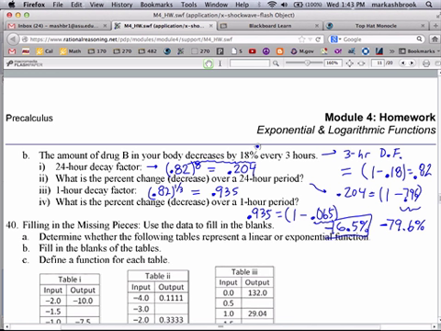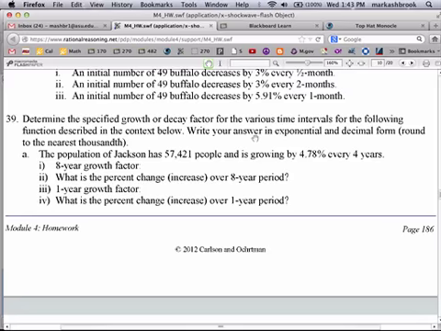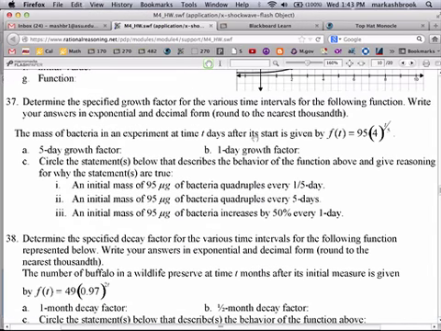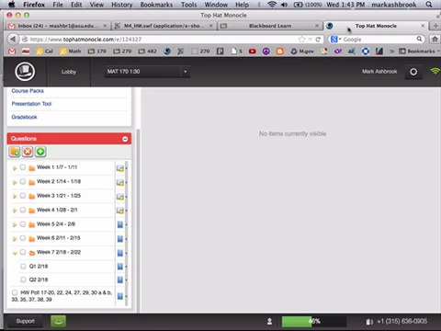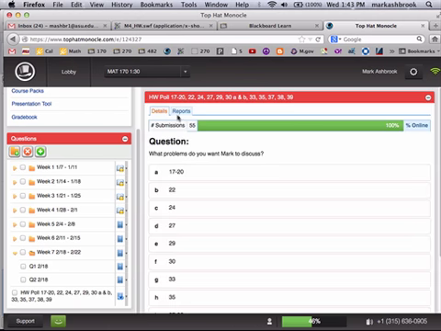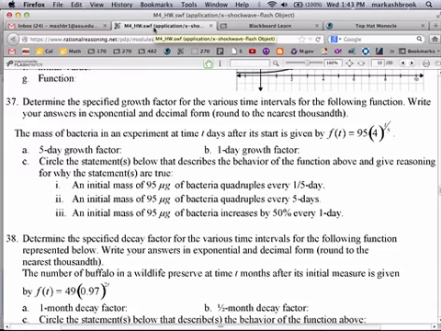Other questions? Okay, moving backwards. 37 and 38. Let's see, actually. Is it both of those? Yeah, both. All right, so 37.